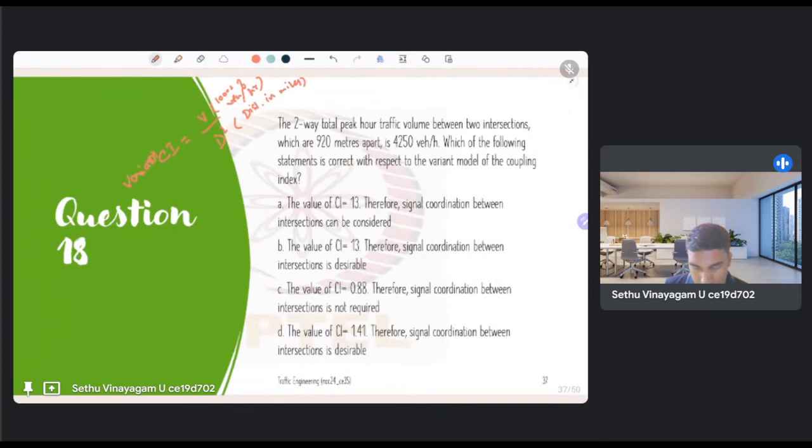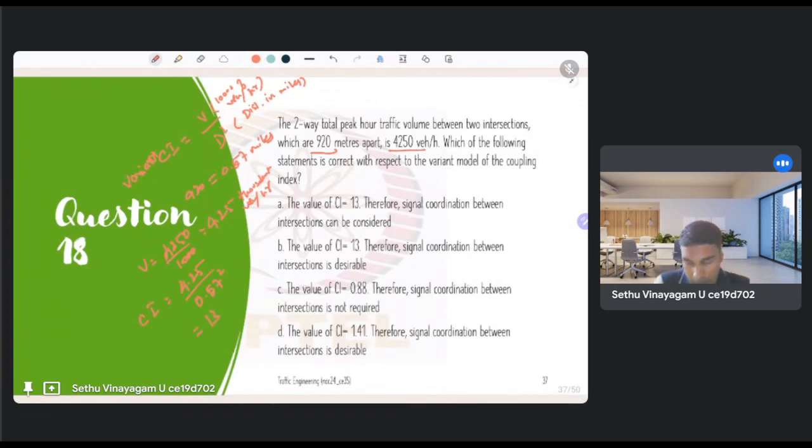So we know what V is. V is 4250 and the distance is 920 meters. So we have to convert that into miles. So 920 meters is equal to 0.57 miles. Okay, so this is what we have to use. So V is 4250 by 1000, right? Because we want to express this in terms of thousands of vehicles per hour. So that is 4.25 thousand vehicles per hour. Okay. So the CI value is 4.25 by 0.57 squared. So that comes out to be 13.